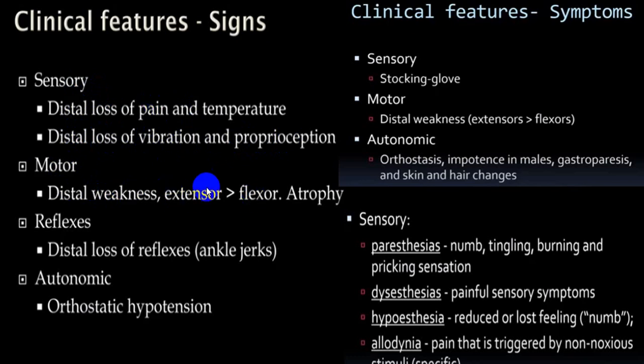And you will have a lower motor neuron variety, meaning you will have atrophy, wasting. You will have involvement of the reflexes.